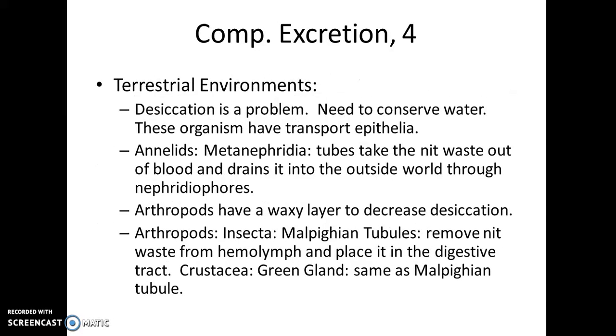Now we're going to talk about terrestrial environments. The main problem when moving on land is desiccation, the drying out. You need to conserve water. Now these organisms have transport epithelia. Annelids have metanephridia, right? And they're specifically geared for taking out and removing nitrogenous waste from the blood.